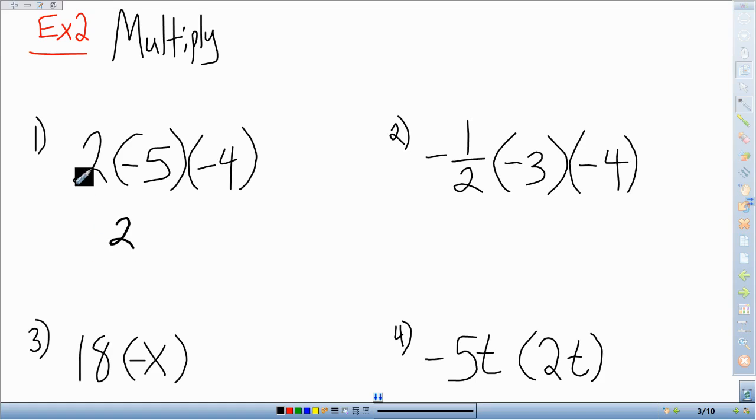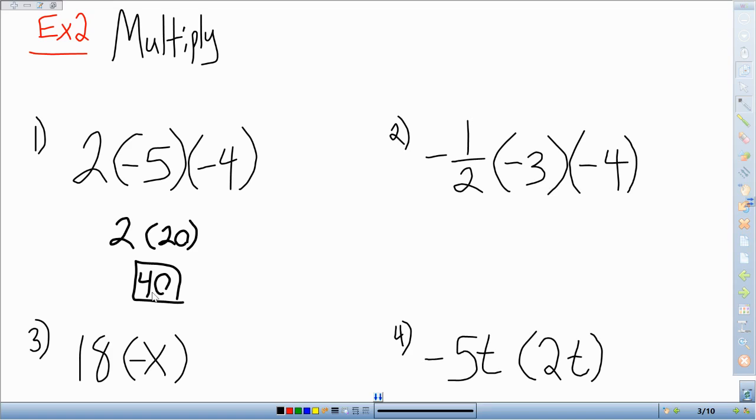Bringing down the 2, I know a negative times a negative is a positive, and negative 5 times negative 4 gives me a positive 20. Now I can multiply these together, and I'm going to get 40. You can imagine, if I did another order, 2 times negative 5 would give me negative 10. Negative 10 times negative 4 would still give me a positive 40. So again, the order doesn't matter.